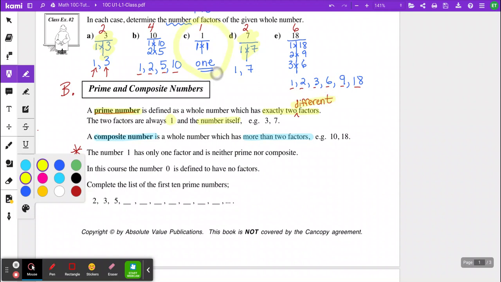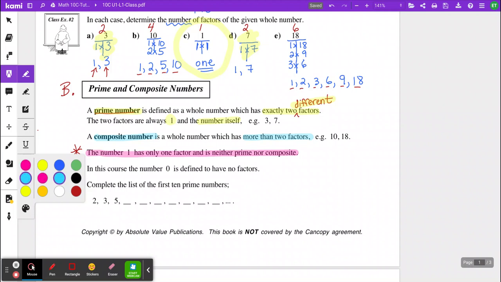1 doesn't fit that, because 1 only includes 1 times itself, and they're identical factors. They don't fit that description. So that's why 1 is neither prime nor composite. That's something we have to remember about the digit 1. It is neither prime nor composite.